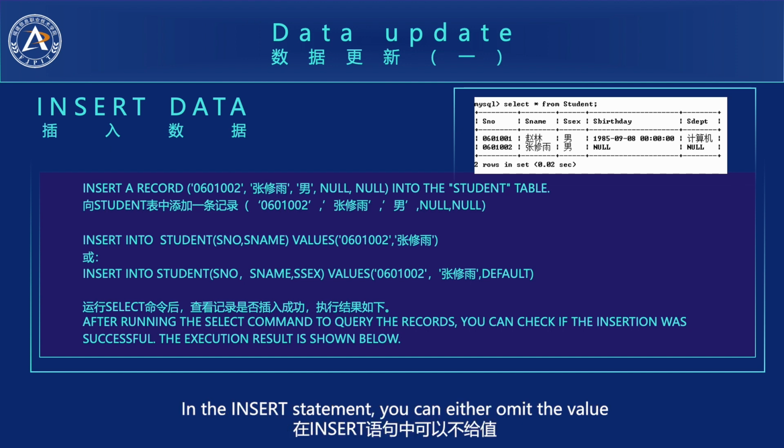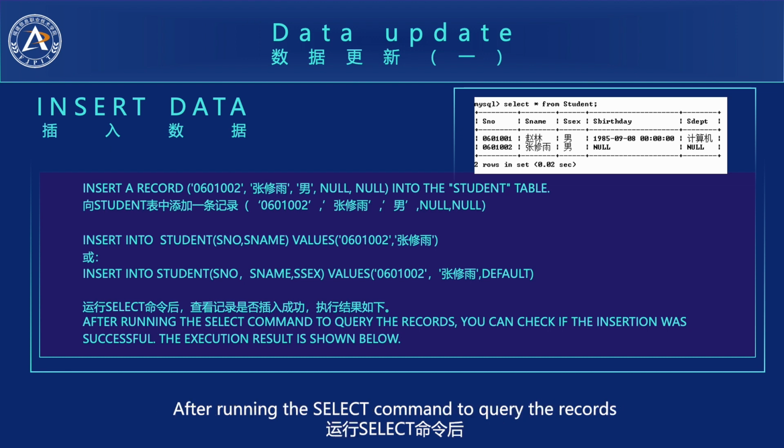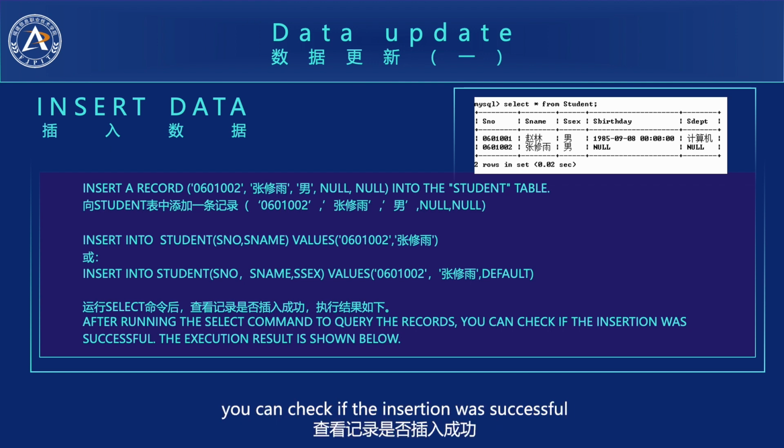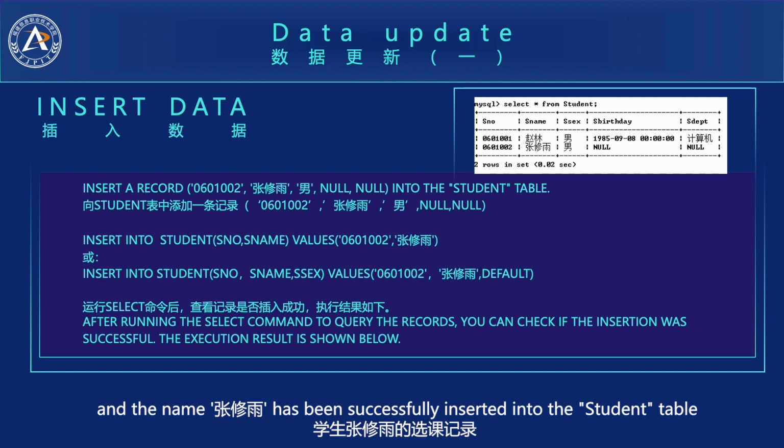In the insert statement, you can either omit the value or use the default command to represent the default value. After running the select command to query the records, you can check if the insertion was successful. The execution result will be displayed on the screen, showing that the record for the student with the student number 0601002 and the name has been successfully inserted into the student table.